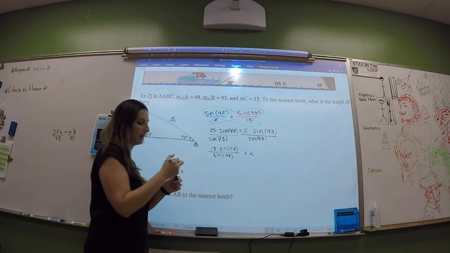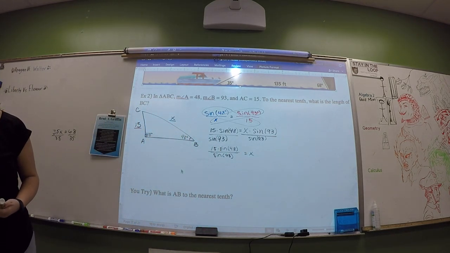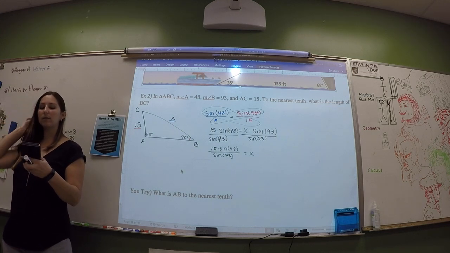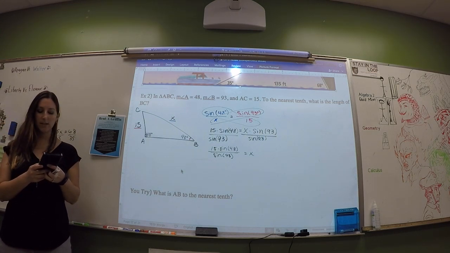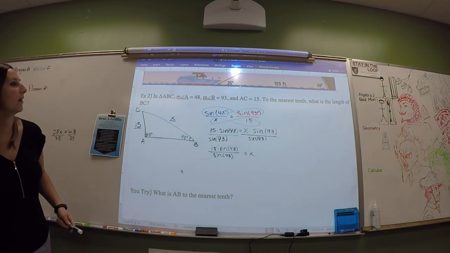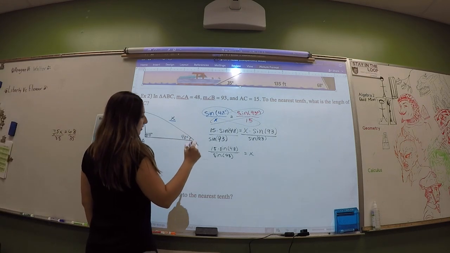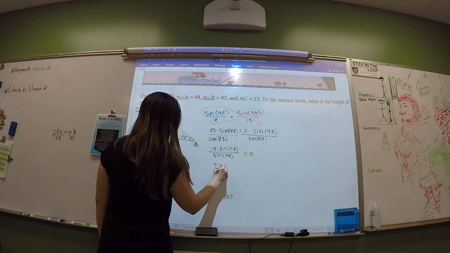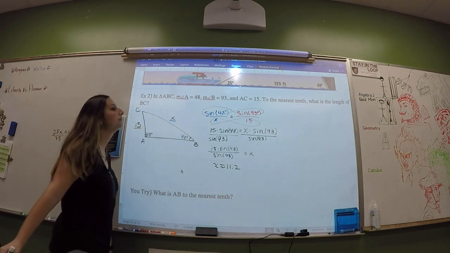is equal to X. And then 11.2 on the calculator. Is that the consensus? I agree. Okay. So to the nearest tenth, 11.2.